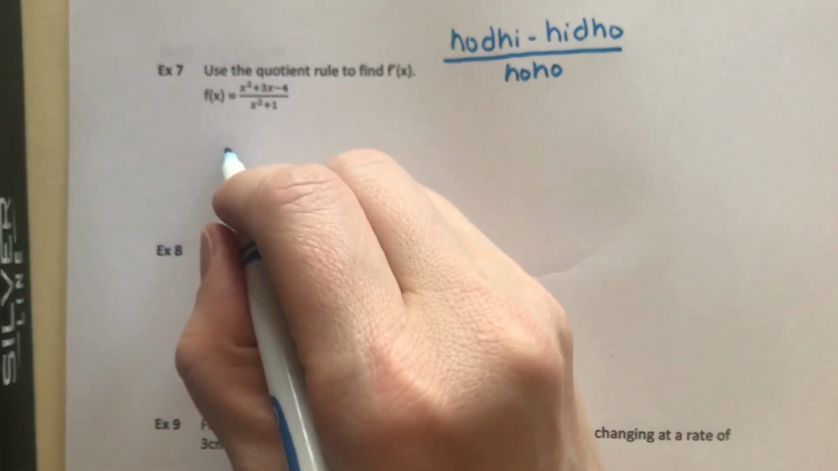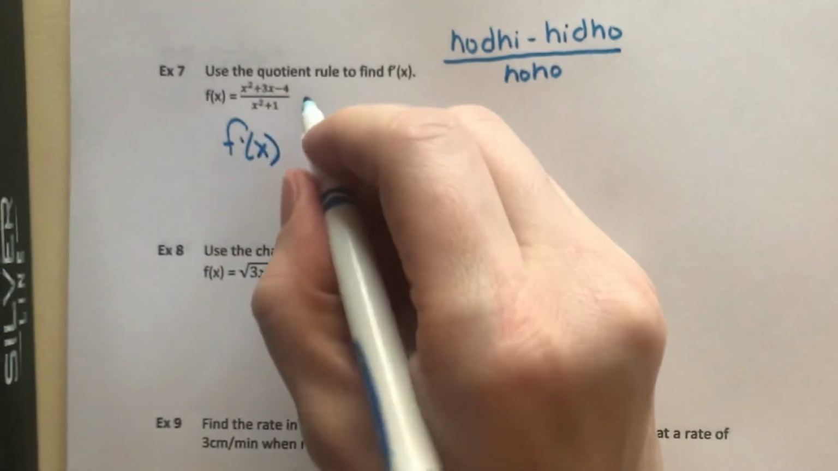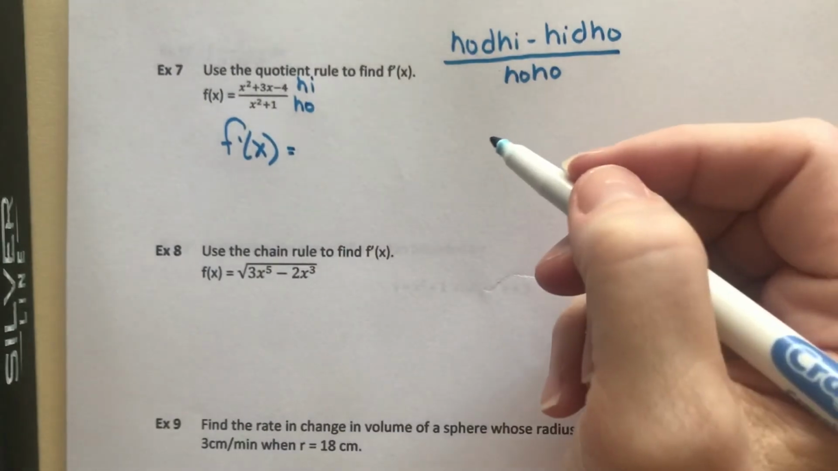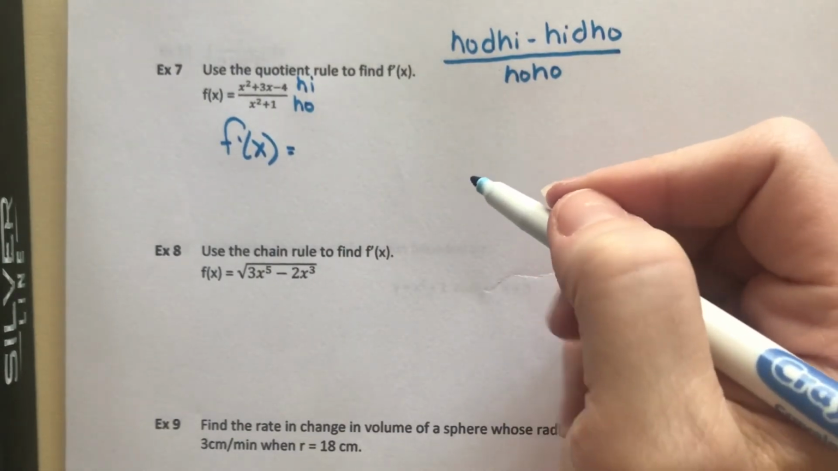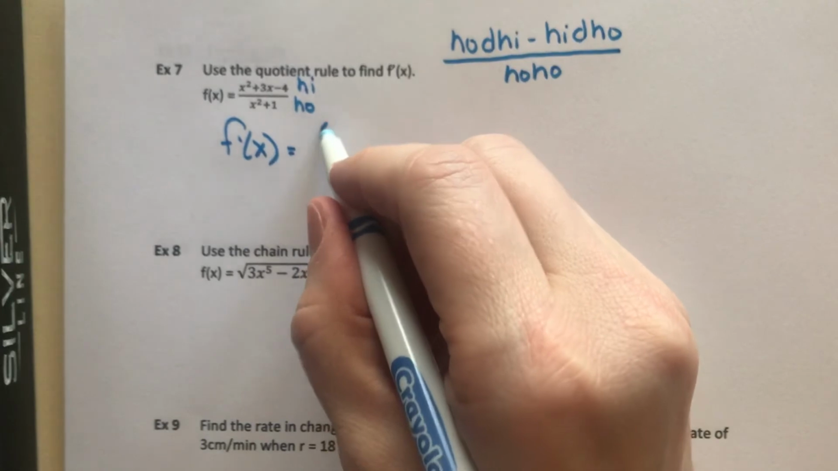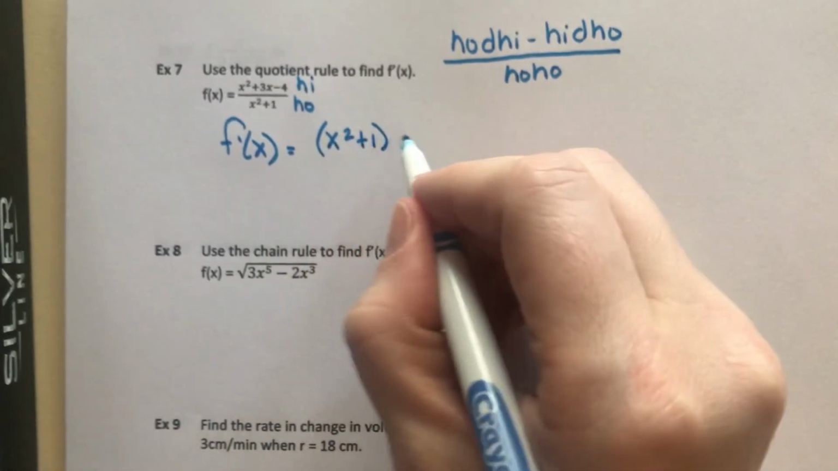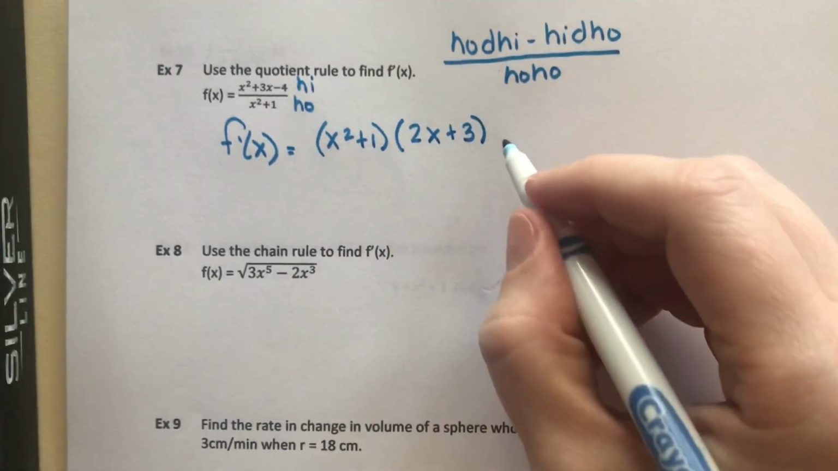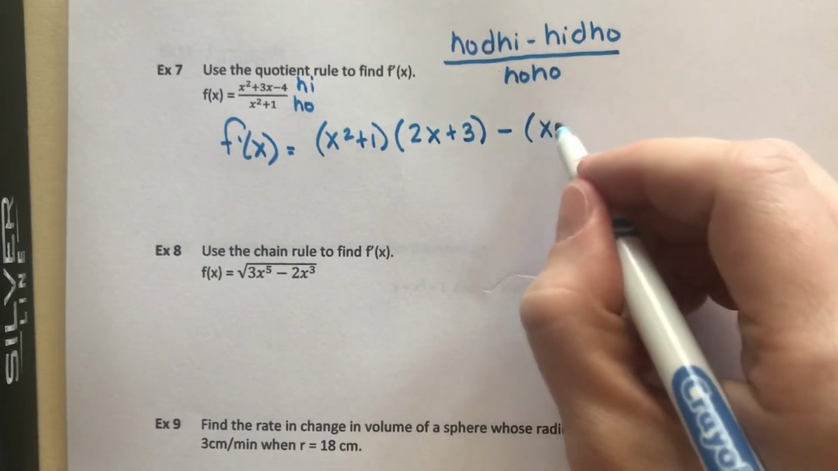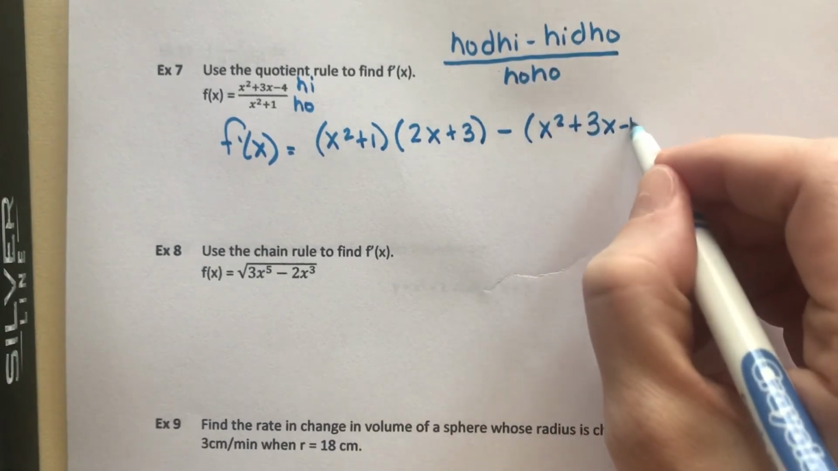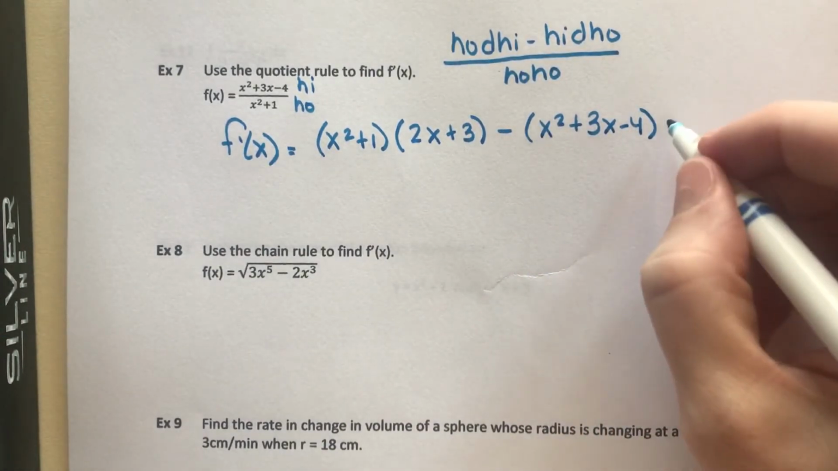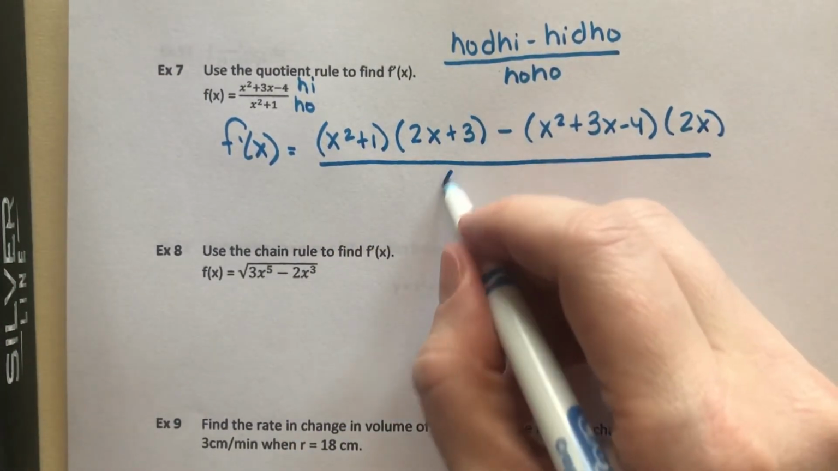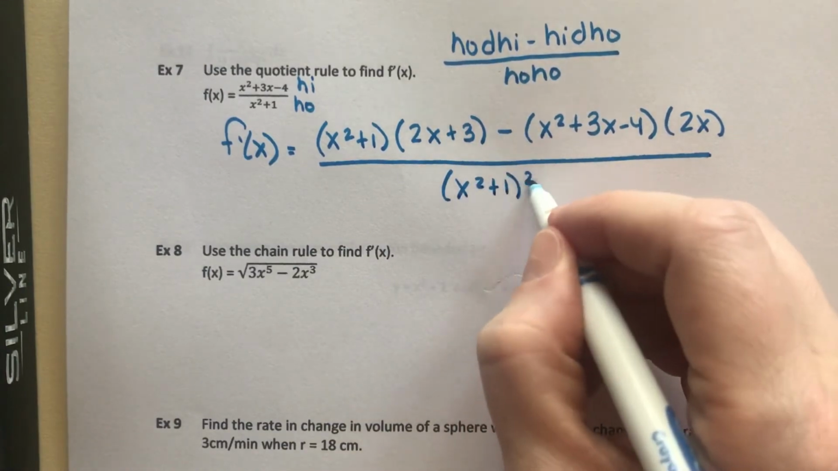Okay, so let's go with f prime of x, and I'm going to label the top hi and the bottom ho. Okay, so ho-de hi, we're going to do ho, x squared plus 1. D hi would be 2x plus 3 minus hi, x squared plus 3x minus 4. D ho would be 2x over the bottom squared.